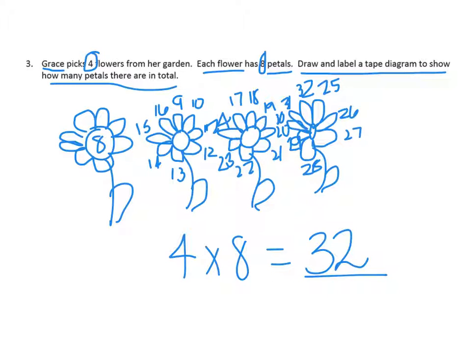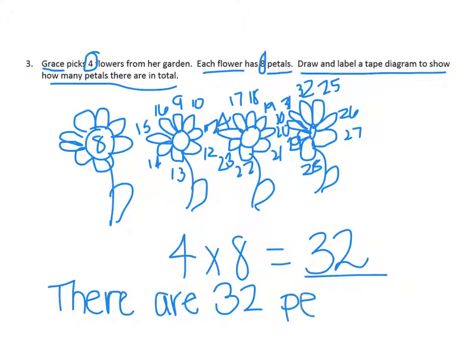Don't forget to write that as a statement. So there are 32 petals.